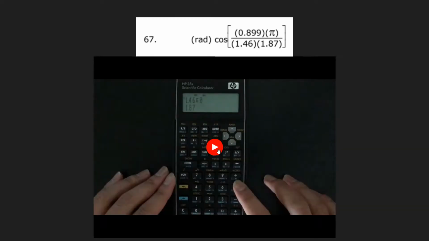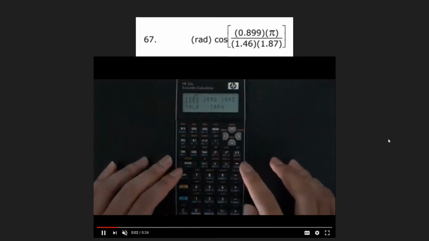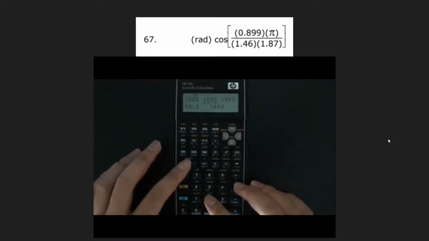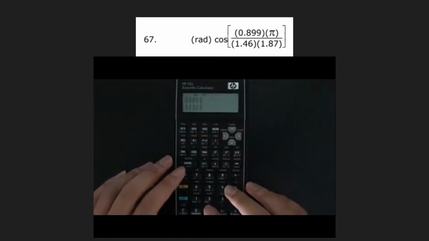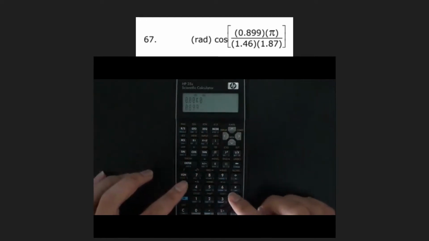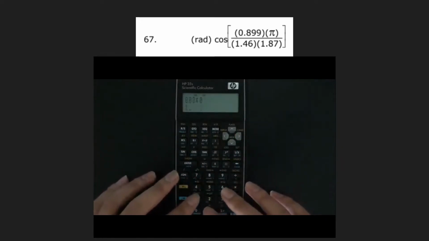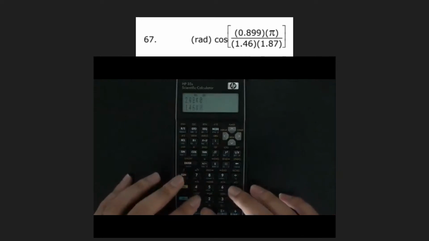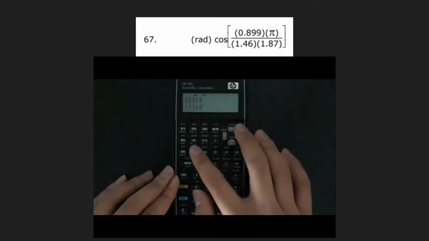Alright, question 67. I'm going to put this into radians. I press mode, and then 2. So I'm going to start off with 0.899, yellow shift key and cosine for pi, multiply, 1.46, enter, 1.87, multiply, divide, cosine.